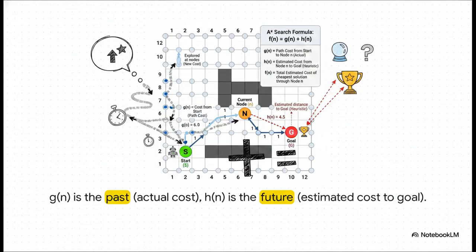So let's break it down, because it's actually pretty simple. G of n is the past. It's the actual cost of the path you've already traveled from the start. H of n is the future. It's a guess, what we call a heuristic, of how far it is from where you are now to the goal. A really common way to guess is just the straight line distance, as the crow flies. And F of n is just the total. You add the past and the future together to get your best guess for the whole path.